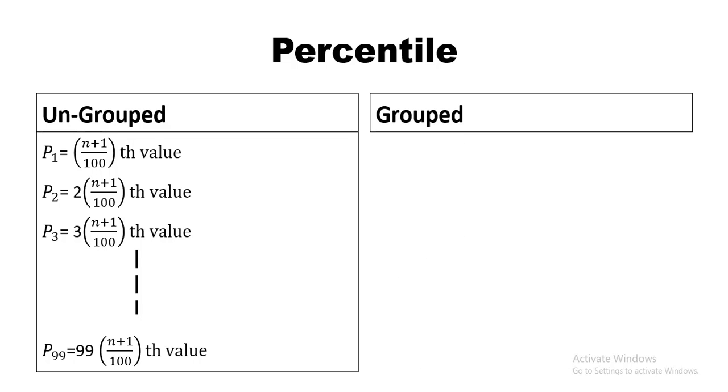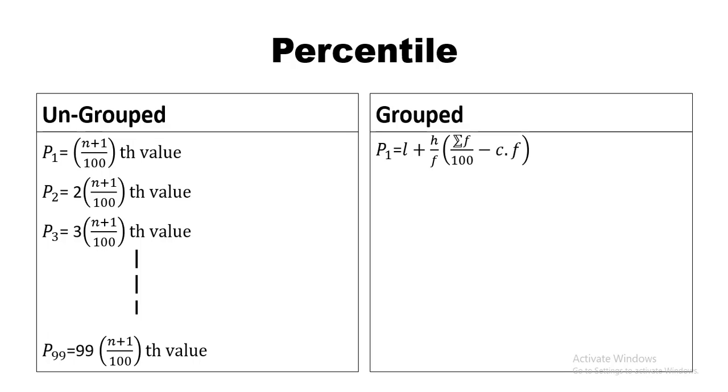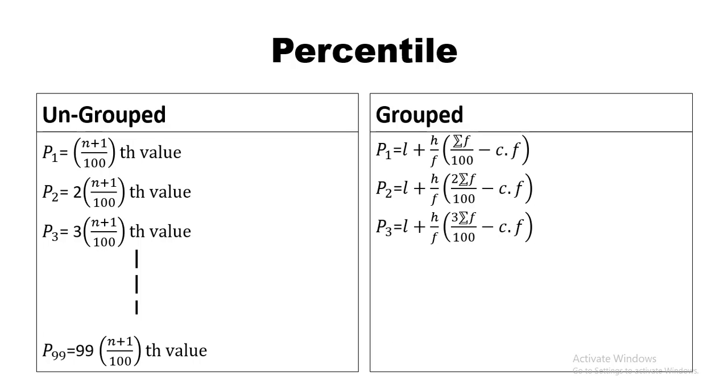Alright, and for grouped frequency distribution, the formula is P1 equals L plus h upon f, summation f by 100 minus CF. P2 is equal to L plus h upon f, twice the summation of f divided by 100 minus CF. P3 uses 3 times summation f divided by 100, and if I want to calculate the value for P99, it goes to L plus h upon f, 99 times summation f divided by 100 minus CF. Now as I told you, they are of the same nature as the median, so the same methods will be followed for calculating the percentile value as well.